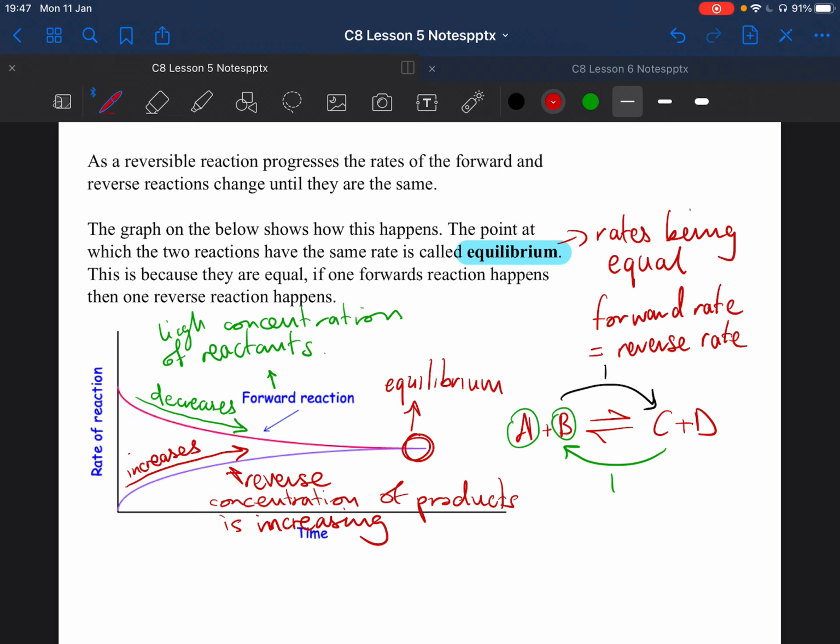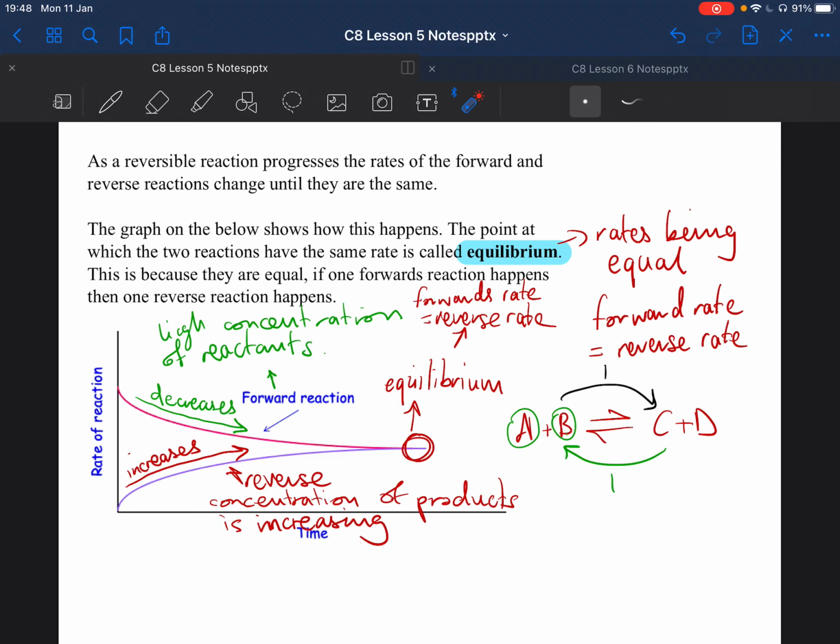And this is the point at which the forwards rate equals the reverse rate. And we can see that because both of the lines at this point right here are at the same point. They are overlapping each other because they are happening at the same rate. And that's what we talk about when we're talking about equilibrium.